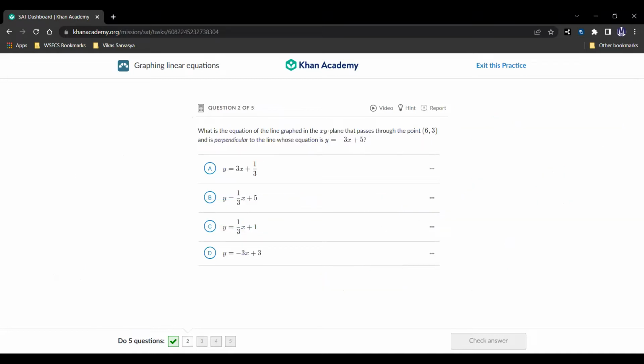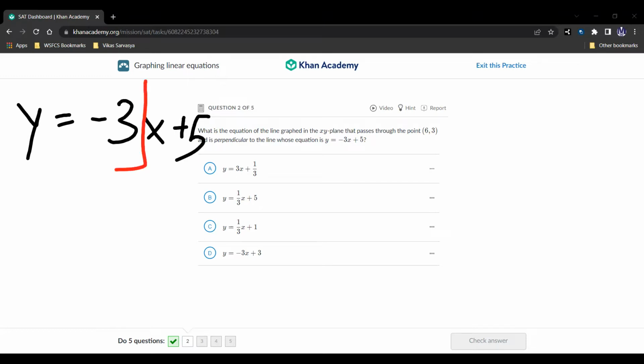All right, question number 2. Here it is. What is the equation of the line graphed in the xy plane that passes through the point 6, 3, and is perpendicular to the line whose equation is y equals -3x plus 5? Well, so our initial equation is y equals -3x plus 5, and our slope of this is going to be -3. But this time, the lines are perpendicular.